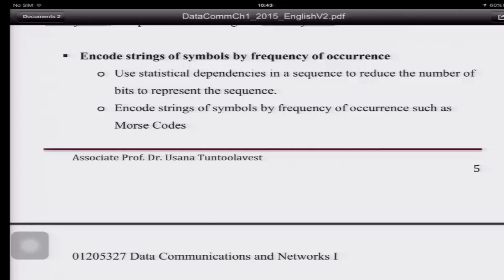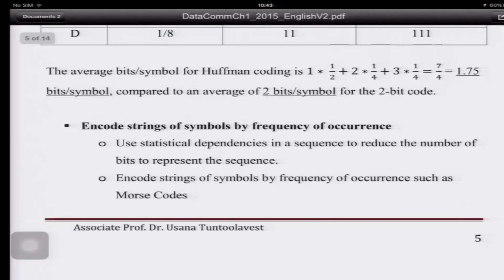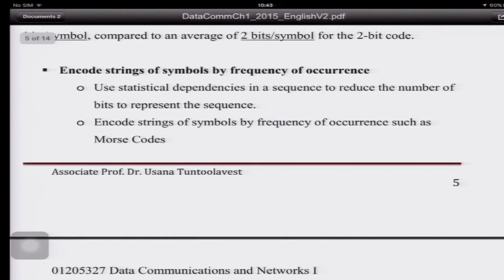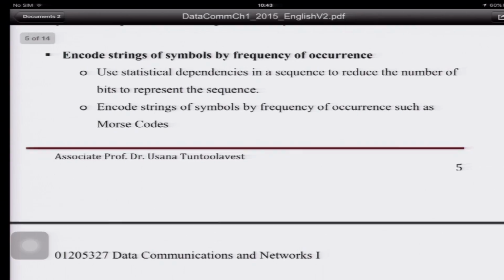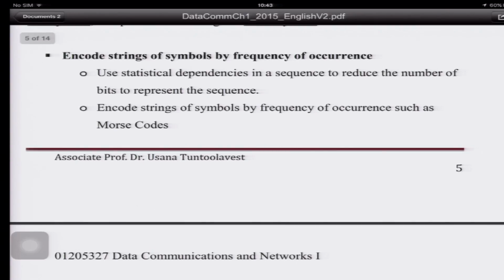Now, so that is Huffman. The next topic is encoding a string of symbols by frequency of occurrence. This is similar to Huffman code. However, this is kind of used with the English language. For example, the Morse code.